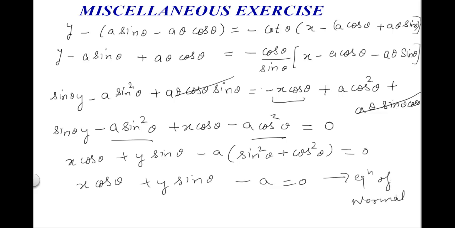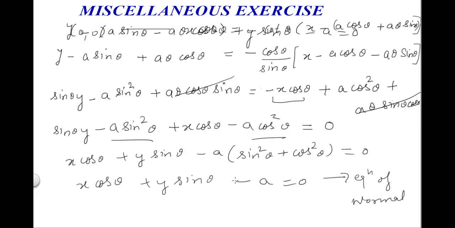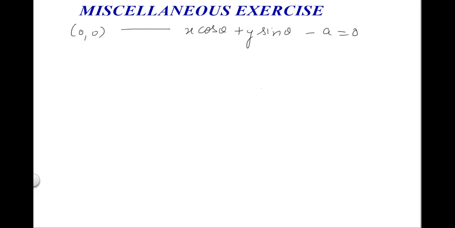Now, from the point 0, 0, we have to find the distance of what? x cos theta plus y sin theta minus a equals 0. Let us just match our equation. x cos theta plus y sin theta minus a. So this is our equation, and we have to find the distance of this from this. So what is the distance formula? It is ax1 plus by1 plus c divided by square root of a square plus b square.